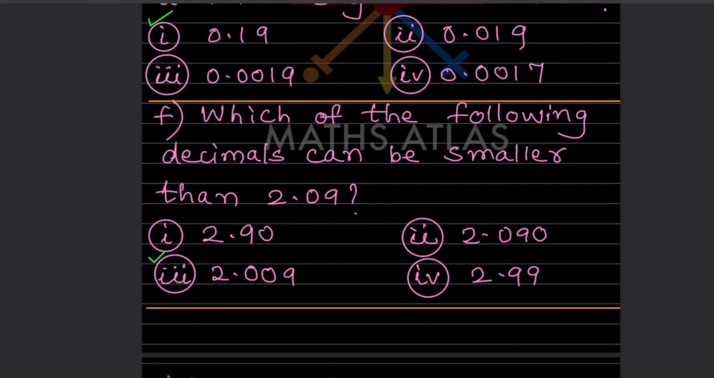Which of the following decimals can be smaller than 2.09? 2.09. So now look at here. 2.09 means this is 90. This is not smaller because this is 9 over here, in place of this, that is 9. You have to compare. Now here is 0 and here again this is 9, means these both are same. This is an extra 0, as we have seen in the previous one, even if you put one extra 0, the both of them will be the same.